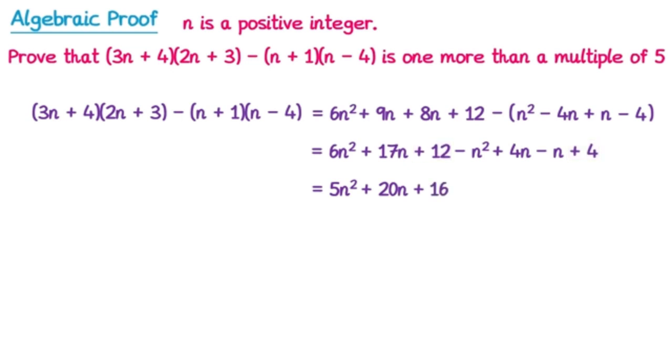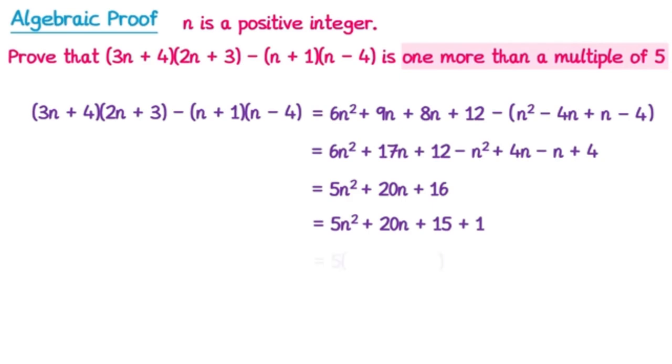So we're trying to show that this one is 1 more than a multiple of 5. But this time we don't have that plus 1 at the end. So we're going to need to unsimplify the 16 so that it does have a plus 1. So we'd write this as 5n squared plus 20n, but then plus 15 plus 1. Obviously 15 plus 1 is 16, but we now have that plus 1 at the end. So if this is to be 1 more than a multiple of 5, those first 3 terms must be a multiple of 5. Fortunately, they are.